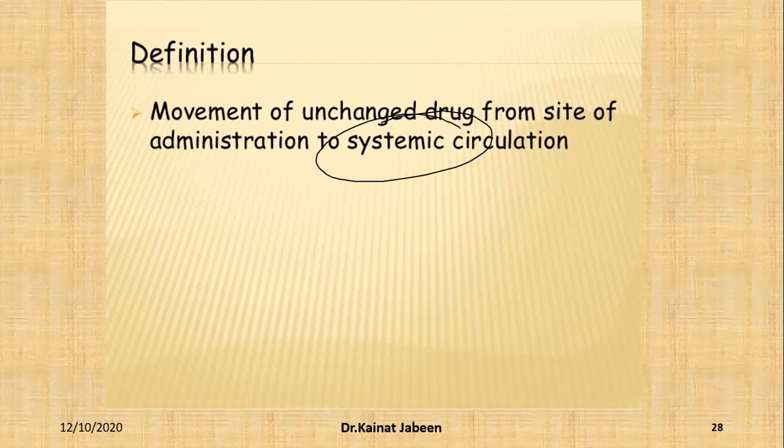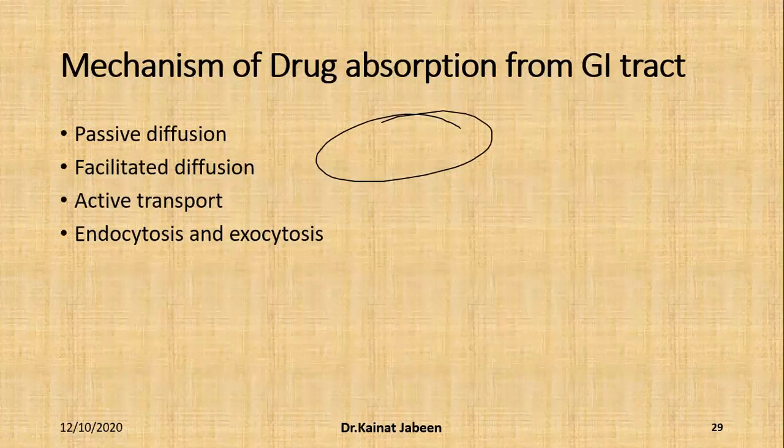When you take any type of medicine orally, for example, syrup or tablet, it has to be absorbed into your blood. But how? When you take it, it moves from your mouth to the stomach and then the intestine, from where it is absorbed into the general circulation. There are four main mechanisms of drug absorption from the GI tract. The first one is passive diffusion, the second is facilitated diffusion, the third is active transport, and the fourth is endocytosis and exocytosis.